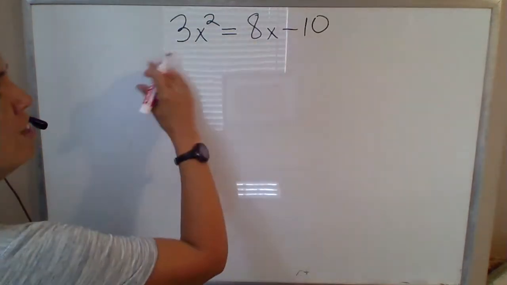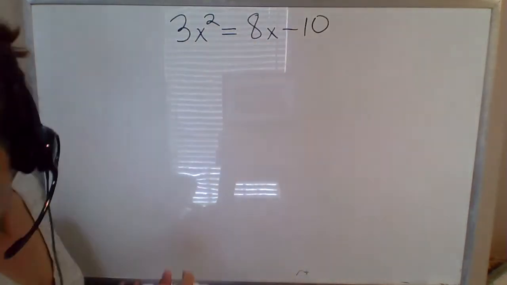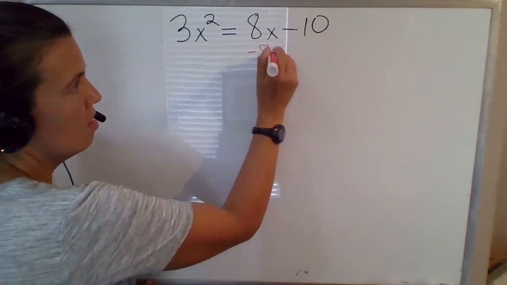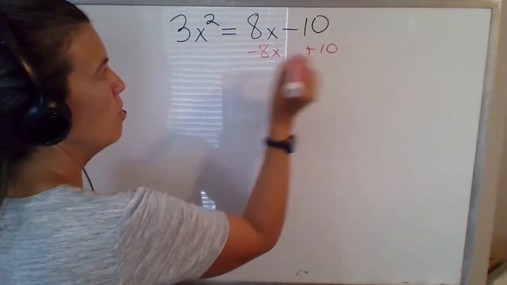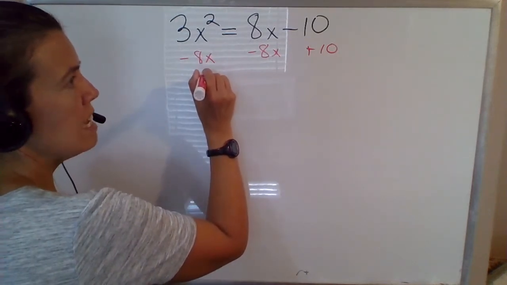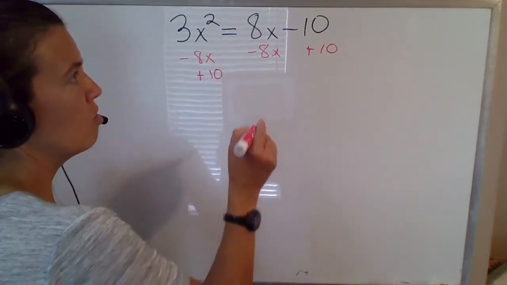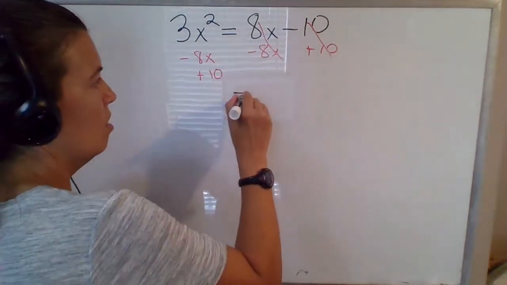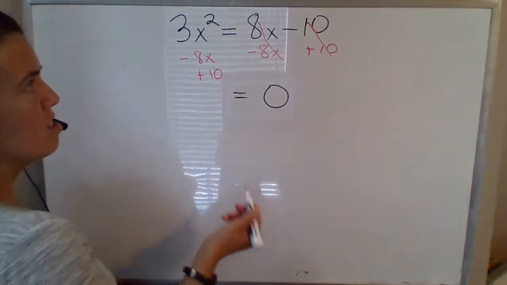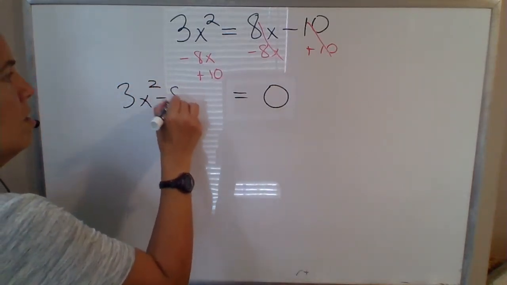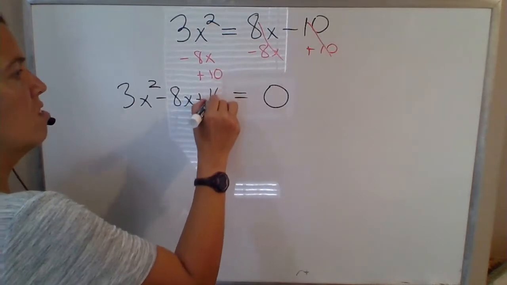So I'm going to move everything to the side that the squared term lies on, because these are just typically easier to deal with if your squared term is positive. So I'm going to do minus 8x plus 10 to both sides of this equation so that everything cancels on the right side. So on the right side of this equation, I just have 0. On the left side, I have 3x squared minus 8x plus 10.